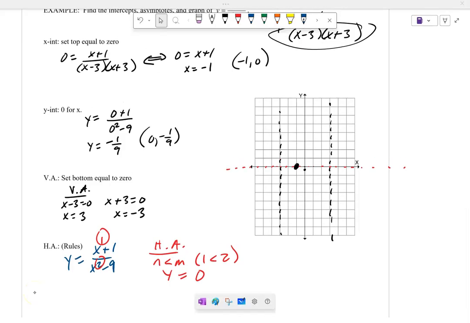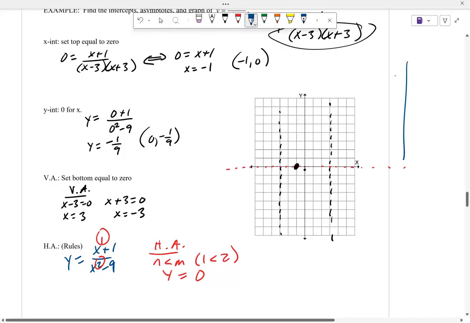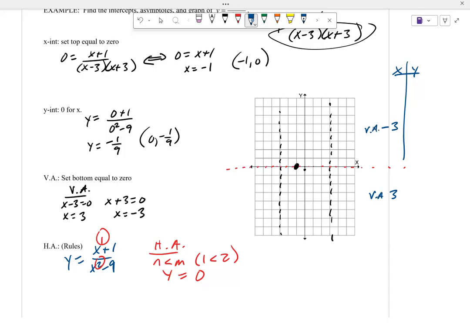Now, after you have this information here, I would go ahead and plot a few points around your vertical asymptotes. You can't have negative 3 or 3. Those are vertical asymptotes. We already know negative 1 is 0. We know when we plugged in 0, we got negative 1/9. So maybe 1, 2, 3 is a vertical asymptote. And here's a bunch of points we could throw in. Right, and we're throwing them in one by one. And soon enough, you're going to kind of see.